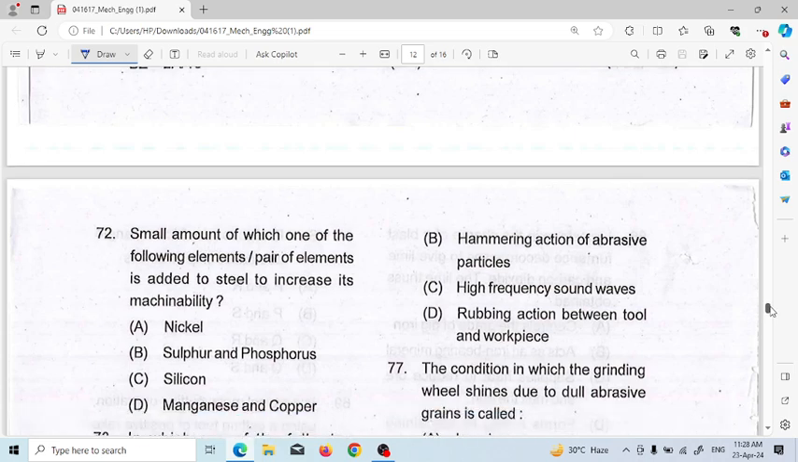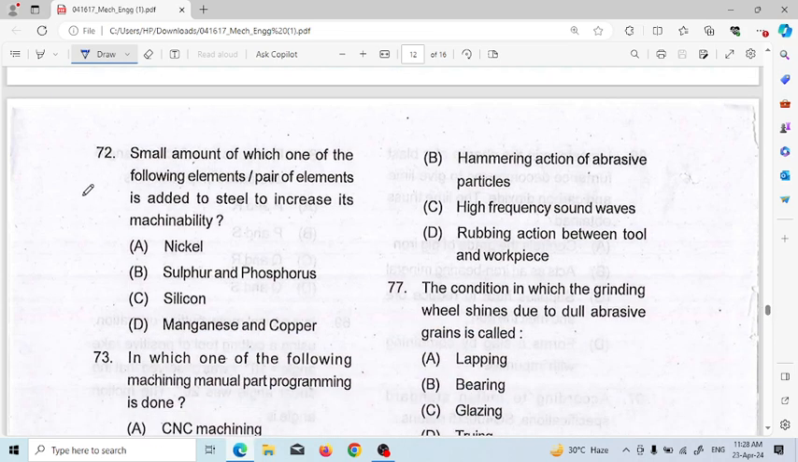Question number 72: a small amount of which one of the following element or pair of elements is added to steel to increase its machinability? The options are nickel, sulfur and phosphorus, and silicon, magnesium and copper. So which element is added to steel to increase its machinability? The answer will be sulfur and phosphorus.